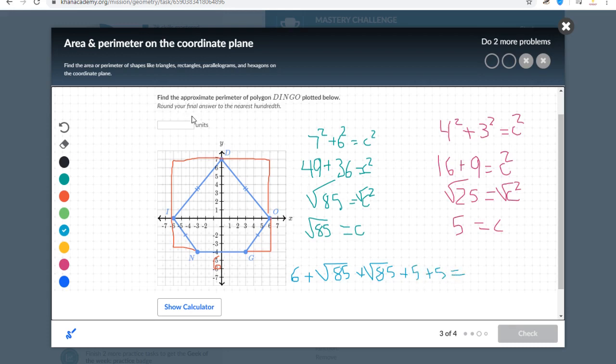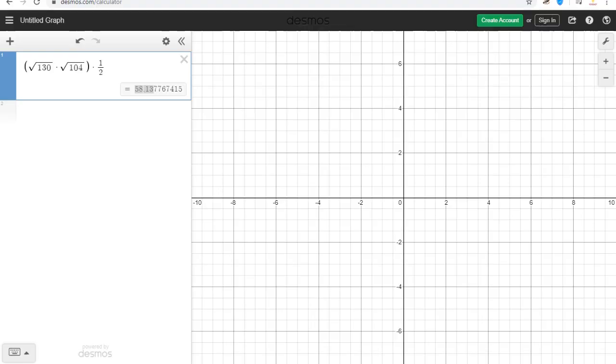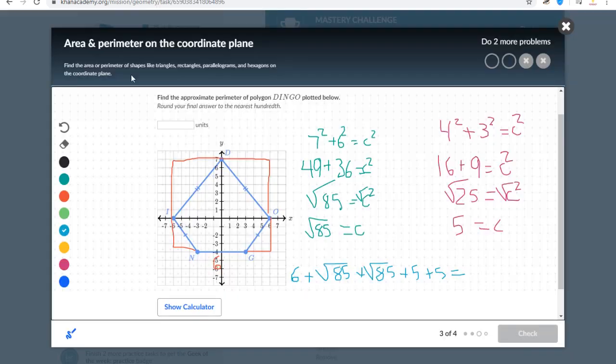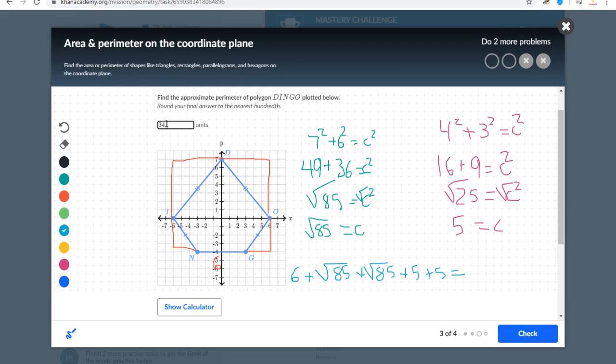And it's saying round your answer to the nearest hundredth. So let's put this in a calculator and see what we get. 6 plus square root 85 plus square root 85 plus 5 plus 5. And we get an answer of 34.44.